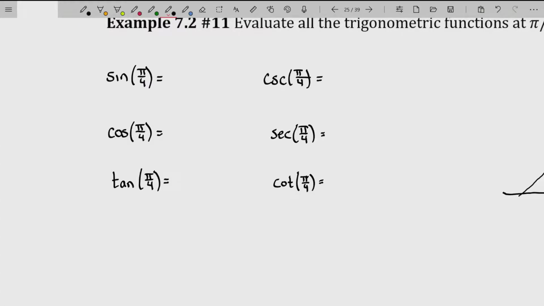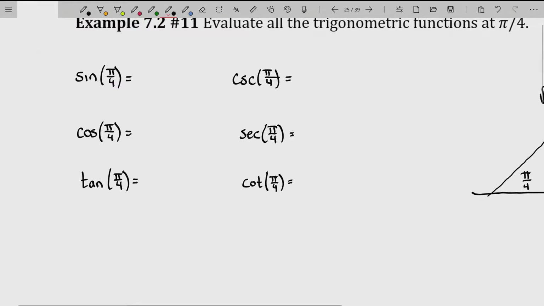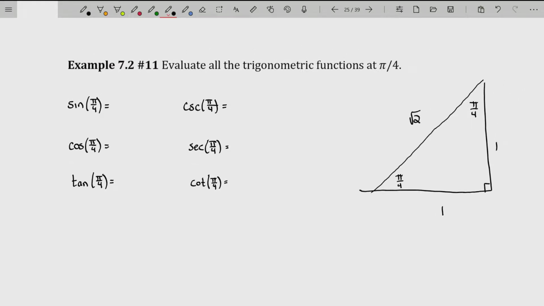Now that we have that done, let's go ahead and just use the opposite over hypotenuse for sine and start up. Right, so sine is opposite over hypotenuse. Notice I could have chosen the other pi over 4. It doesn't really matter. So opposite over hypotenuse, though, is 1 over √2. So let's go ahead and do that. 1 over square root of 2. And therefore, the cosecant is square root of 2 over 1.